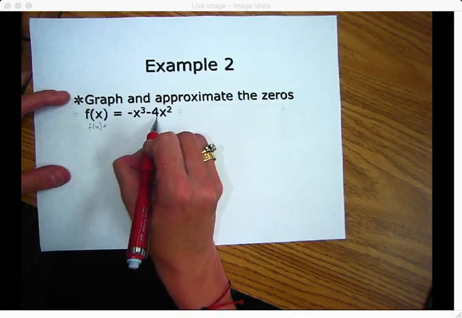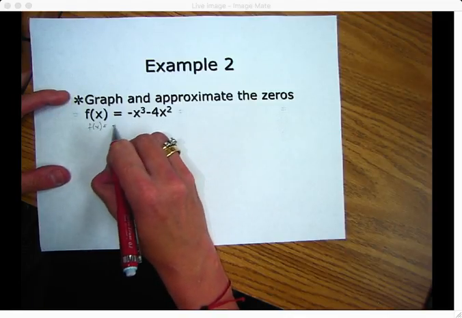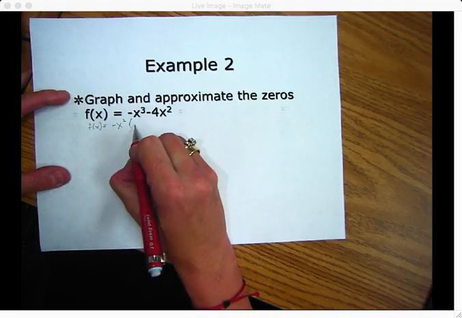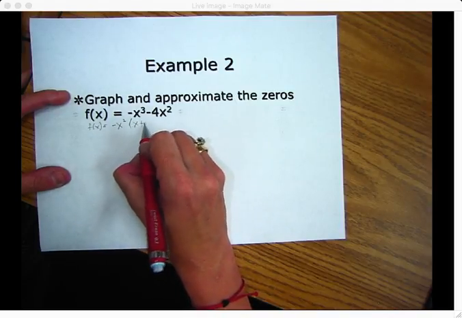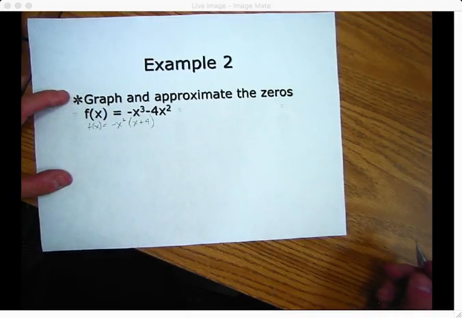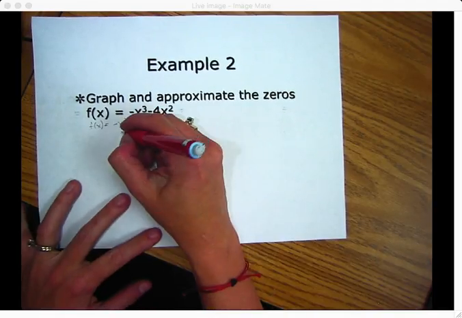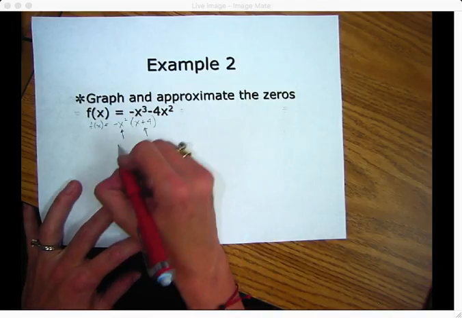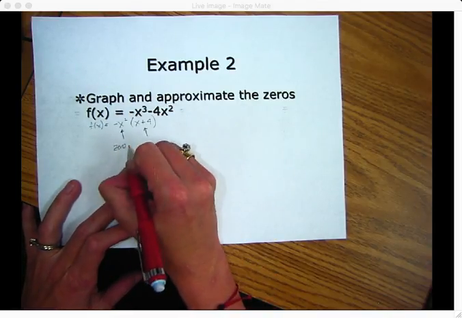I have a choice. I can either take out a negative x squared or a positive x squared. I'm just going to take out the negative. It doesn't really make a difference. You'll get the same answer either way. But I'm pretty sure this is what I get when I factor. And if I set these equal to 0, right, you have found zeros before by setting these equal to 0, I can get my zeros fairly quickly.